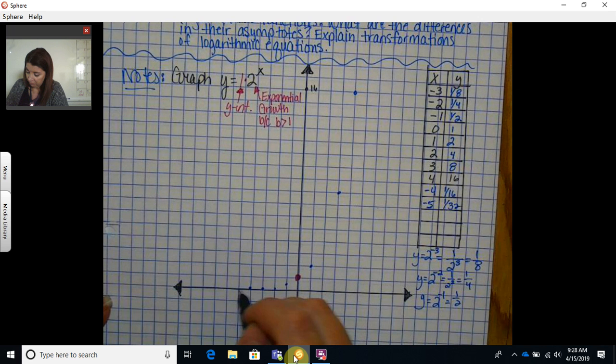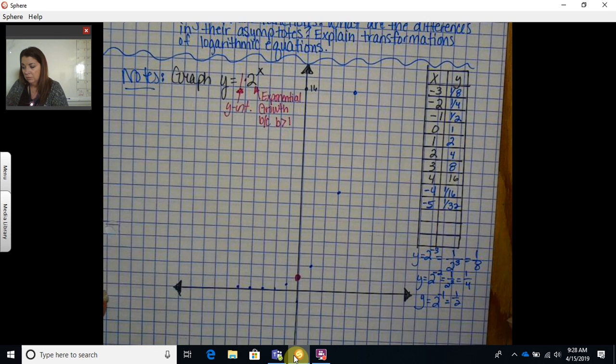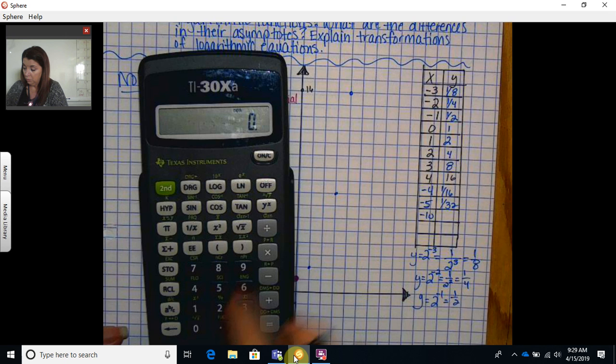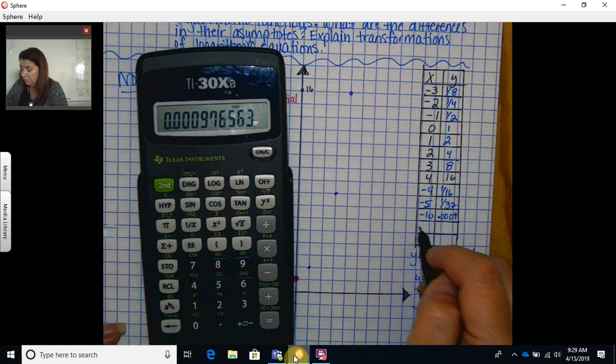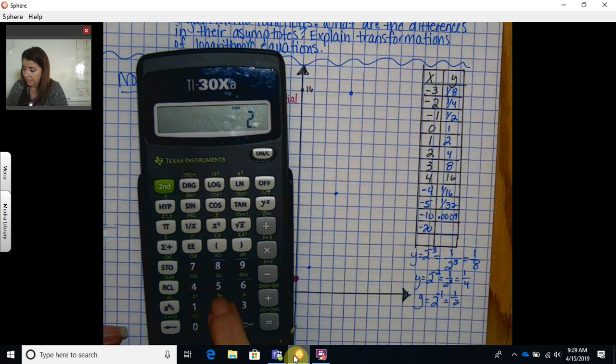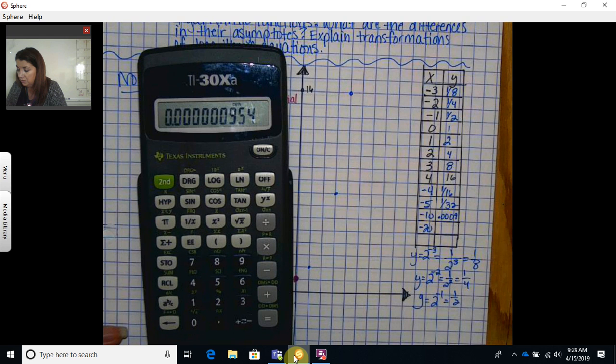Could x be 0? 2 to the 0 power? We already did that. I didn't mean to say that. I was thinking of my y. What if x was negative 10? 2 to the negative 10 is 0.0009. What if it was negative 20? 2 raised up to the negative 20 is 0.000009.